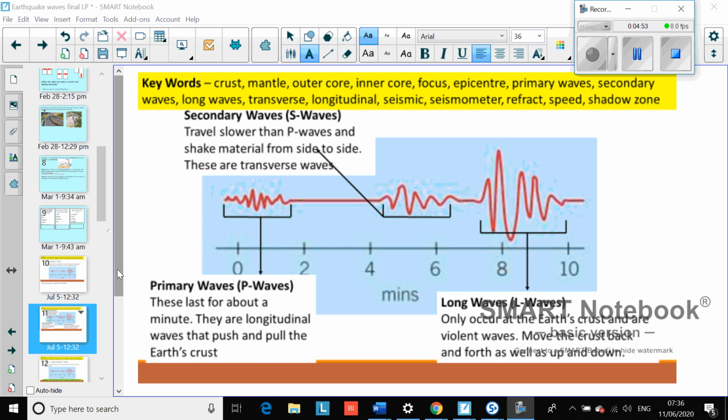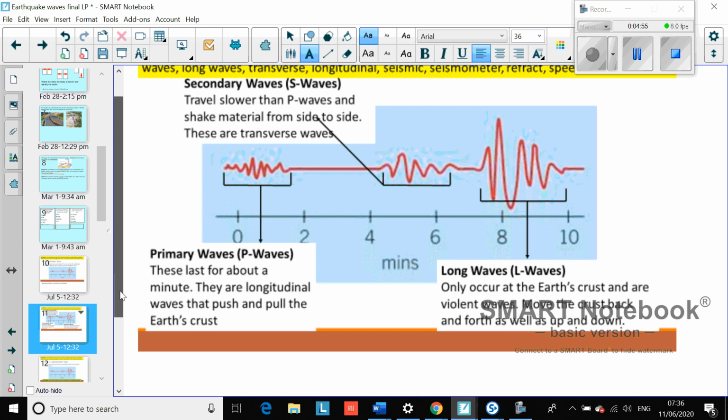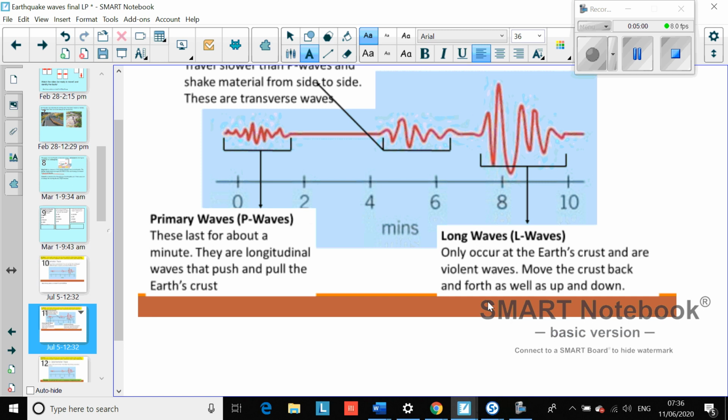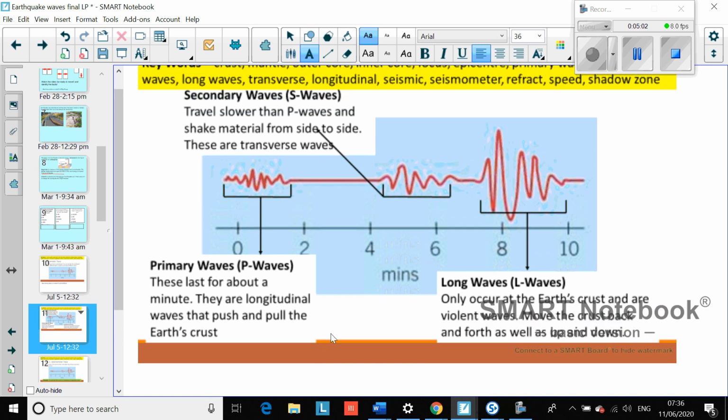And then finally, you get long waves, or what's sometimes called surface waves, and these are more violent and they move the crust back and forth as well as up and down. So you can see earthquakes actually get more and more intense as you go along.